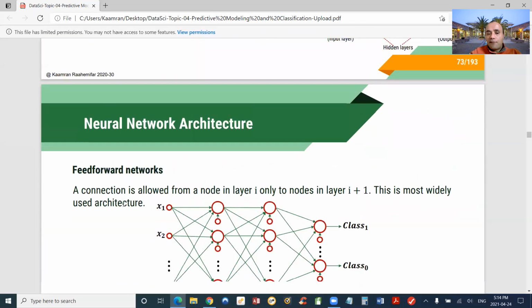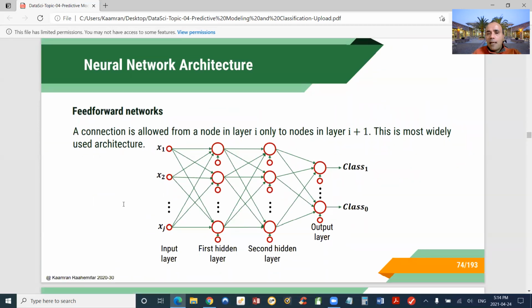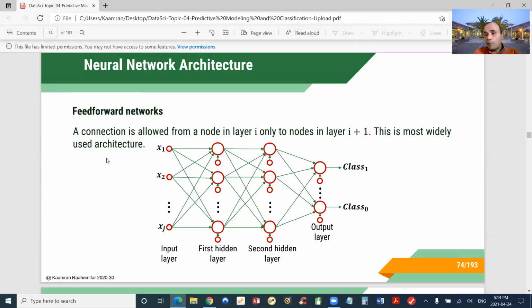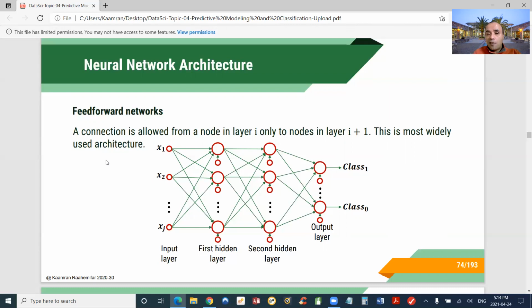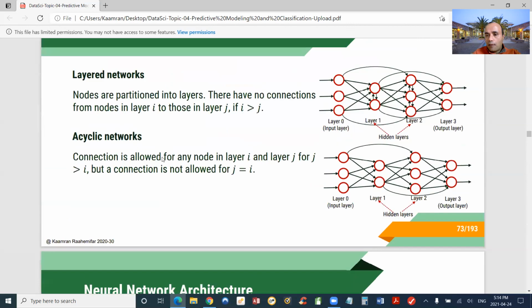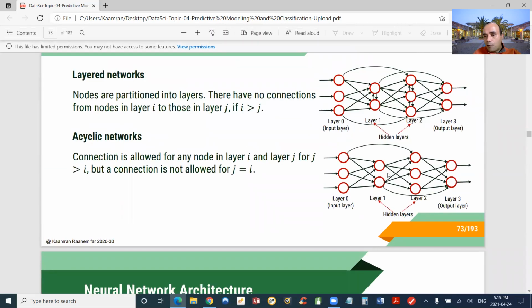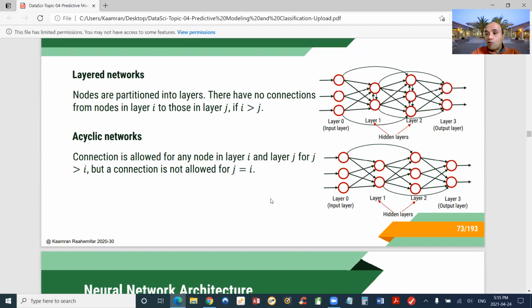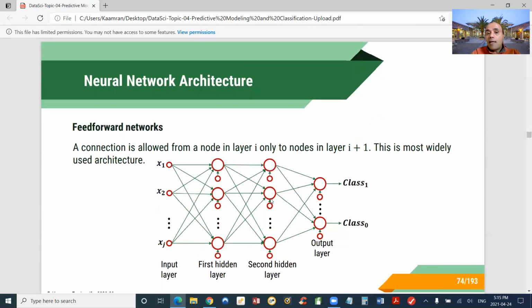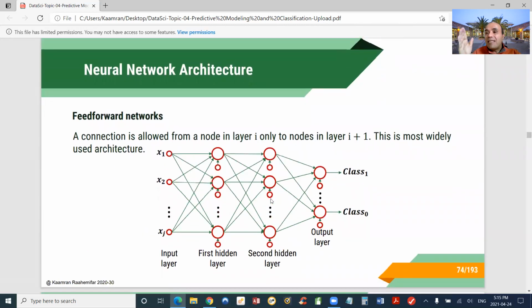Feed-forward networks allow connections from a node in layer I only to a node in layer I+1. That is most widely used in architectures, the one you see on the internet and in research papers. What does it mean? If you look at this one, layer 0 and layer 2 are connected. I could potentially have layer 0 and layer 3 connected if I wanted all connections in my schematic, but here, no. It is always connected to the immediate next layer and nothing further.